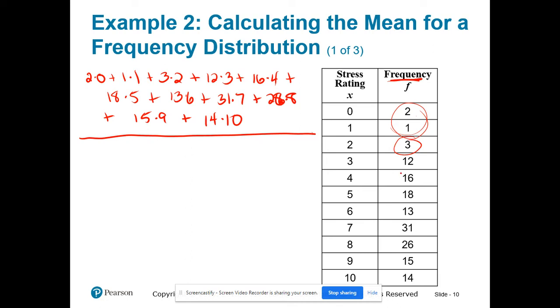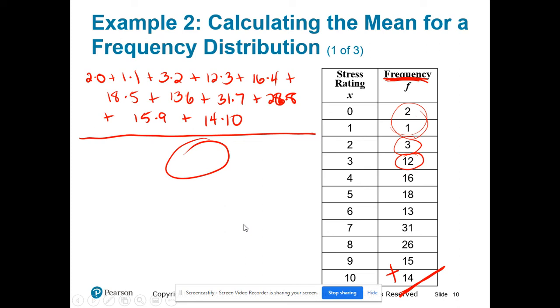Now I've got 6 numbers. Now I have 18 numbers. So when you're figuring out how many numbers you have, you've got to go to the frequency column and you're going to add these up to figure out what number is going to go here.